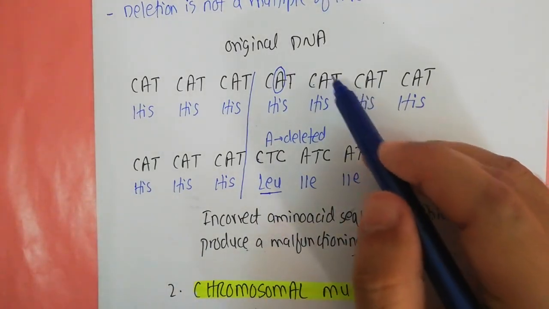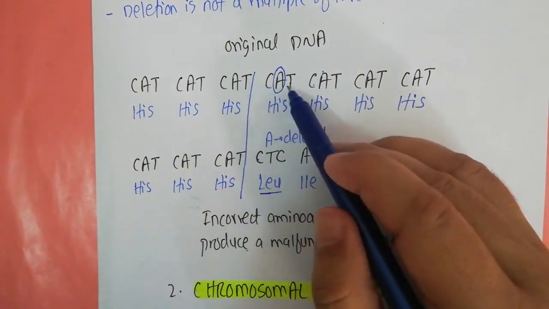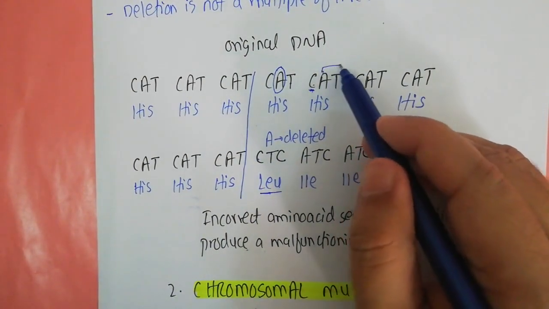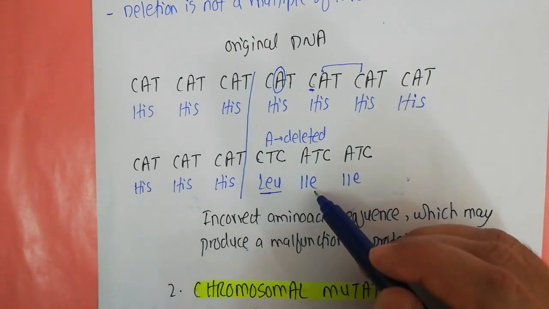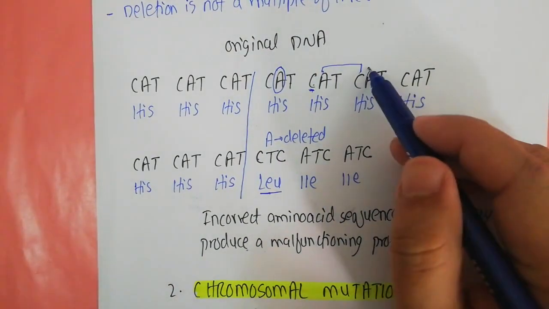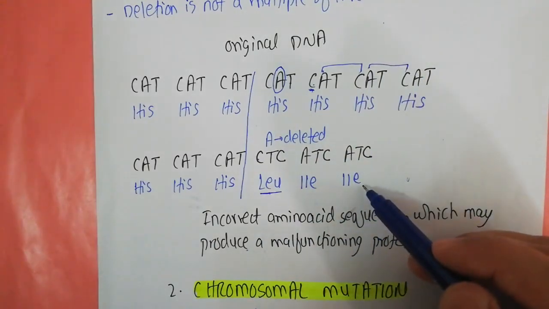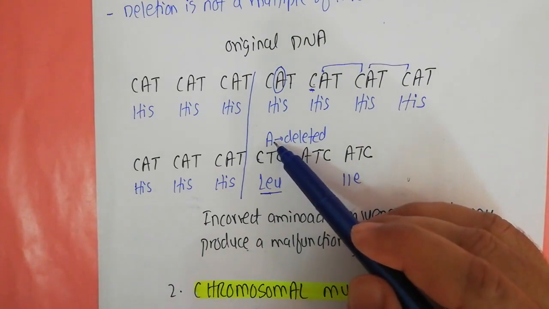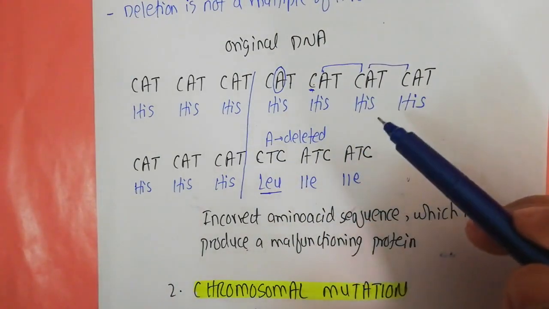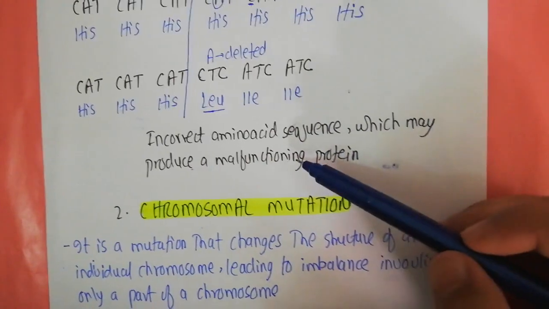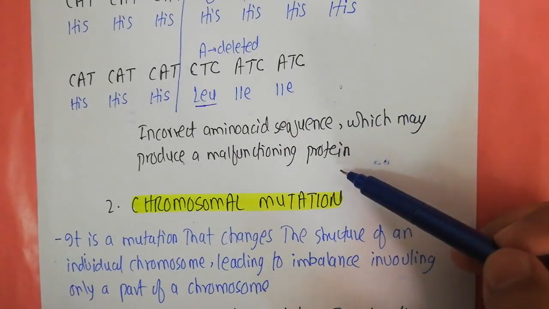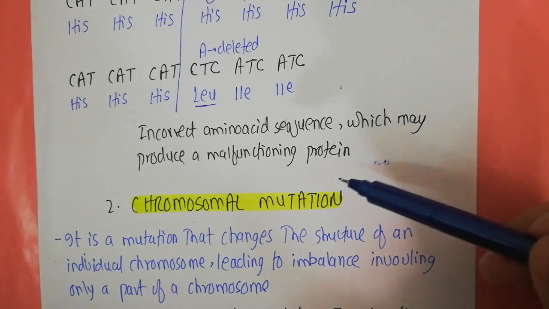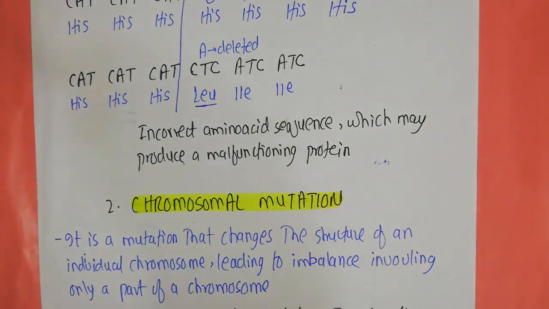So you will be having again this CTC over here. That means that the other codon will be the ATC, and the ATC is coding for the isoleucine. Again, you will be having the ATC, you will be having the isoleucine. So the deletion of a single nucleotide over here is changing the amino acid sequence of the protein, and this incorrect amino acid sequence may be producing a malfunctioning kind of protein. So these are called the deletion mutations.